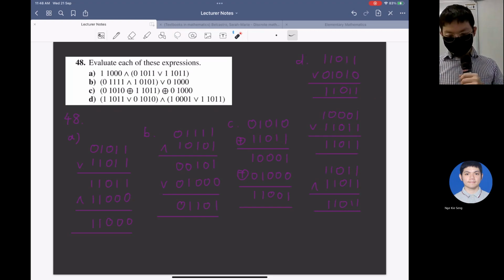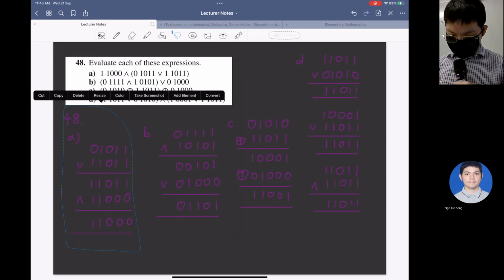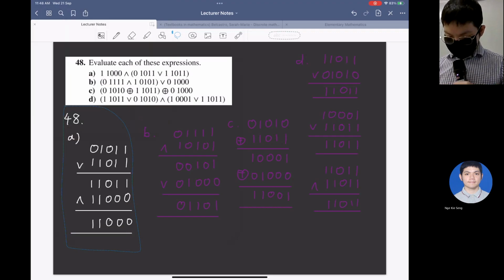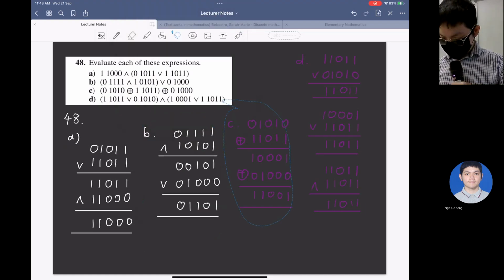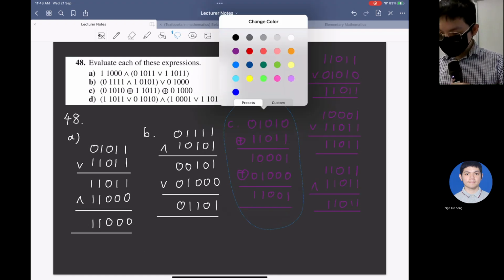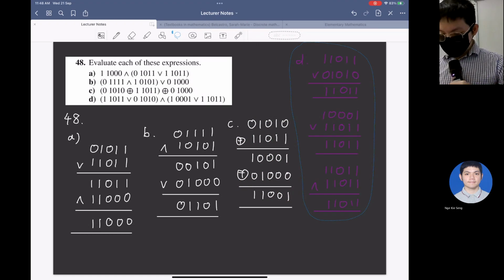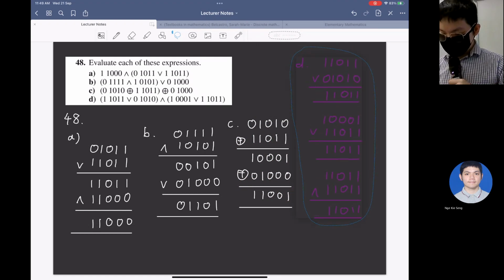Shout the answer for me, 48A. Anyone got the answer? 11000. Check your own answer, whether you got 11000 or not. B, 01101. Good. C, 11001. Good. D, 11011. Yes, correct. So you do the thing in your bracket first, and then the rest.